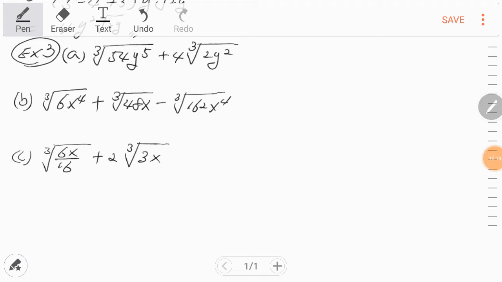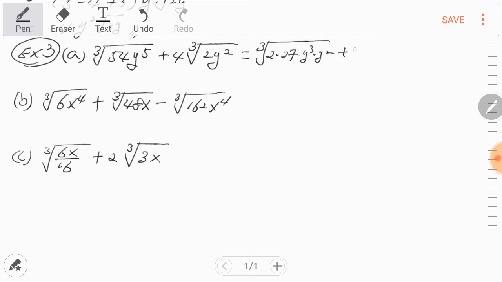Okay, in this example 3, we will simplify each expression by combining like terms. So first, let's simplify each radical so that we can combine the like radicals. Okay, this is a cube root, so 54 should be written as a cube, and 54 is 2 times 27. 27 is 3 cubed. And then y to the 5th power is y cubed times y squared.